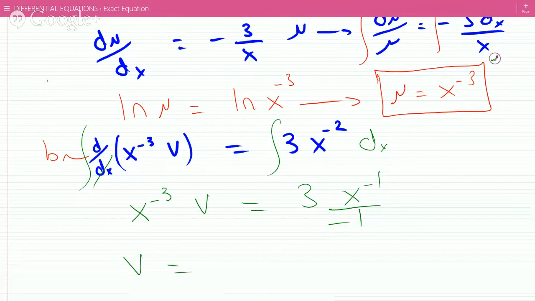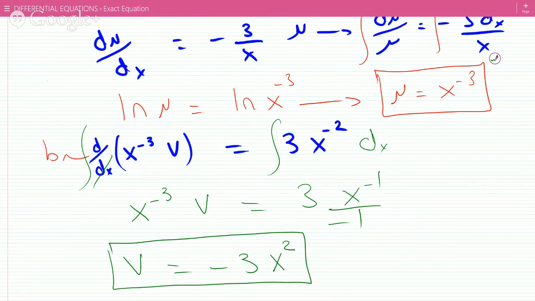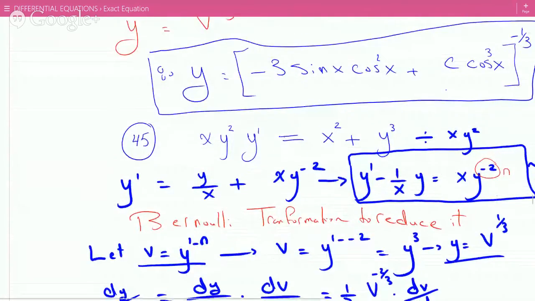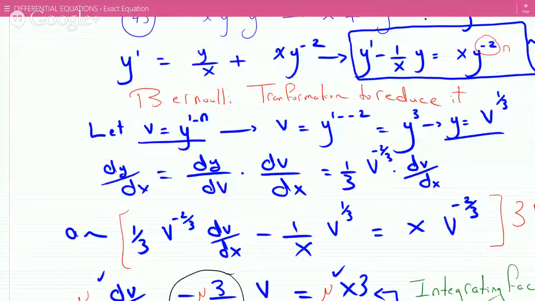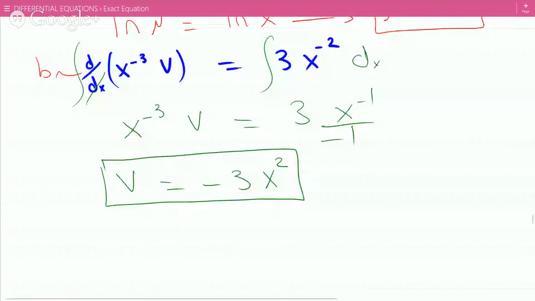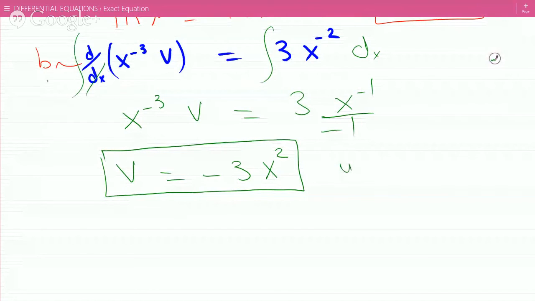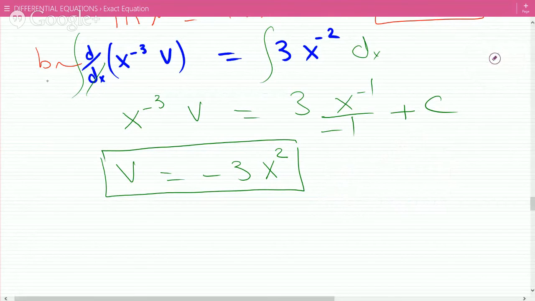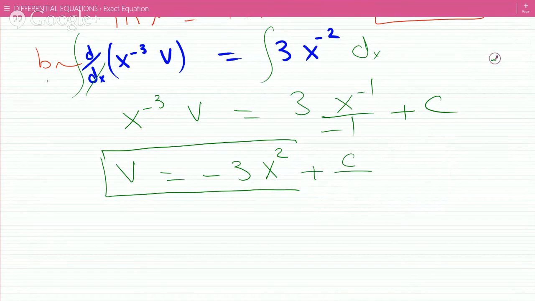So then from here we can get our v to be minus 3 x squared. Okay, and now we know that v is y cubed. So y is, oh, plus c, we forgot the c here. Not good. So let's delete this. Then we're going to get plus c over x to the minus 3, or we can just say x cubed, either way. Okay?